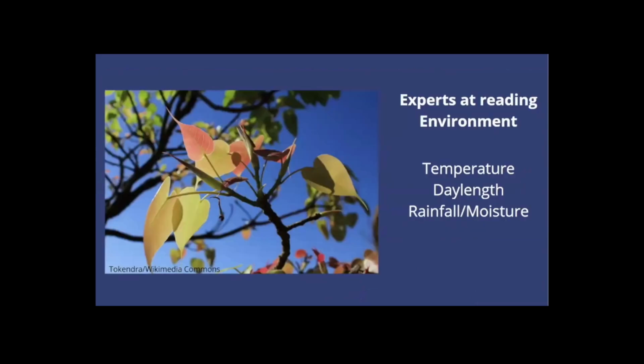But how do trees know when to flower, when to fruit, and so on? Trees, as many of us know, are experts at reading their environment. They can look at clues such as the daily temperatures, the day length, how much moisture is available in the soil, and the rainfall, and these environmental factors help trees in planning their lives.